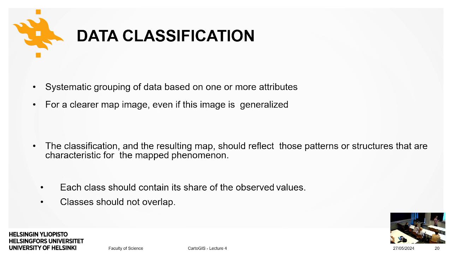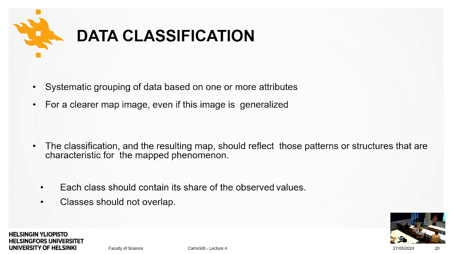it's about systematic grouping of data based on one or more attributes. And when you use a good classification, you will be able to have a map that reflects the true patterns in your data, or the useful patterns from your data. And there are a number of things to think about when you choose classification. One important thing and one mistake commonly made by those who are new to cartography or map making is to use classes that are empty or do not have enough value.